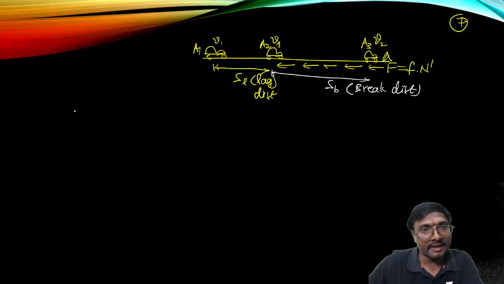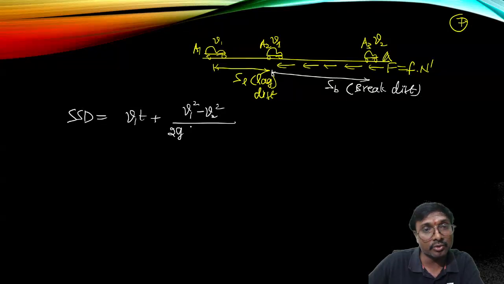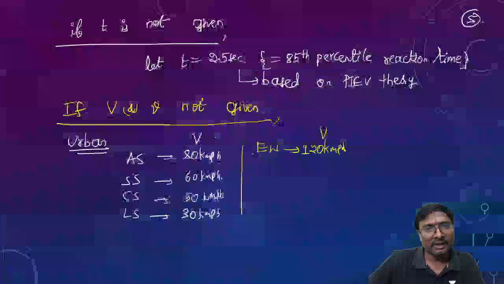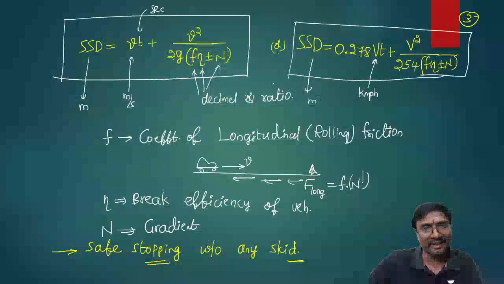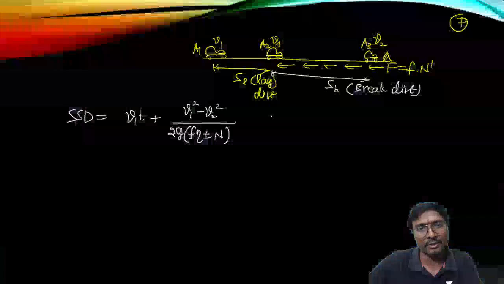Then in that case, what will the SSD be modified to? It is V1 into t plus (V1 square minus V2 square) divided by 2g into (f theta plus or minus n), with n as it is. So if the vehicle is stopped, V2 is 0. When V2 becomes 0, you get the first equation, the original equation, as it is.